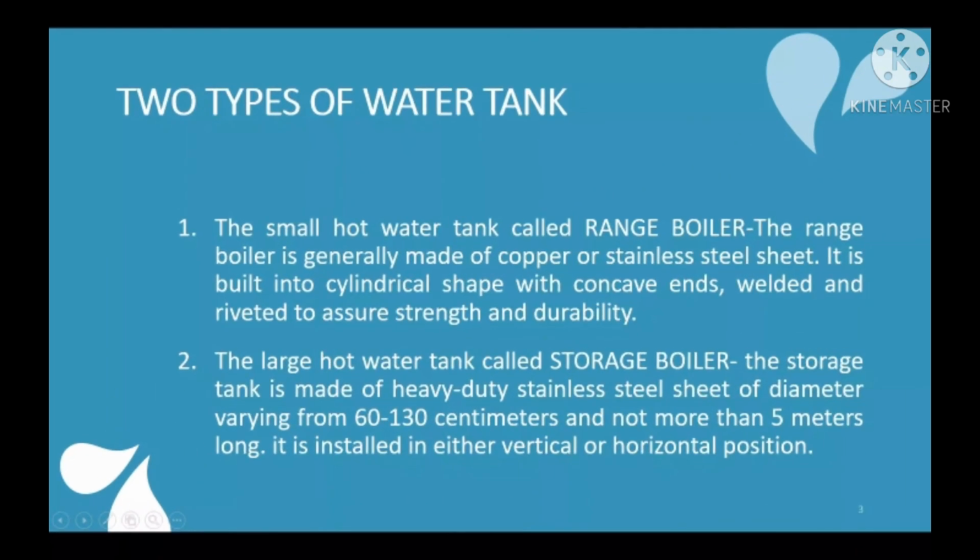There are two types of water tank. The small hot water tank is called a range boiler. The range boiler is generally made of copper or stainless steel sheet. It is built into a cylindrical shape with concave ends, welded and riveted to assure strength and durability. The range boiler varies in size from 30 to 60 centimeters in diameter, and the length not more than 180 centimeters long, installed in either vertical or horizontal position.